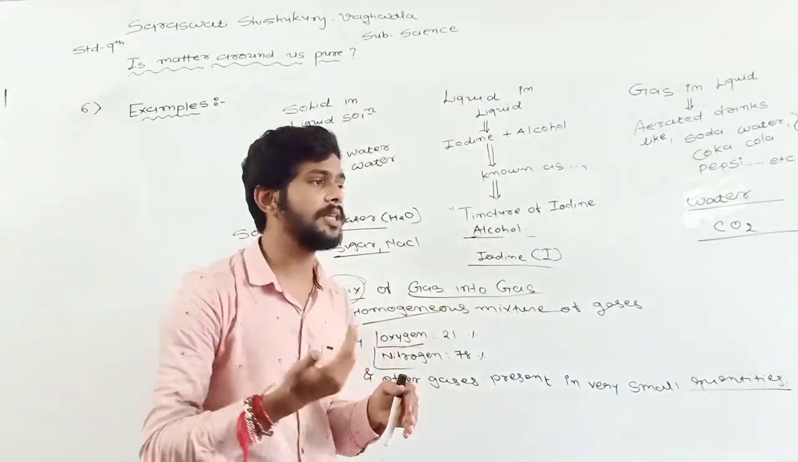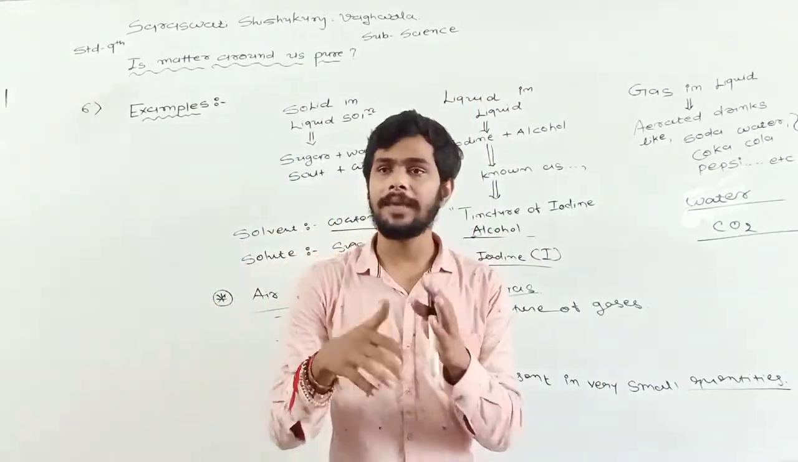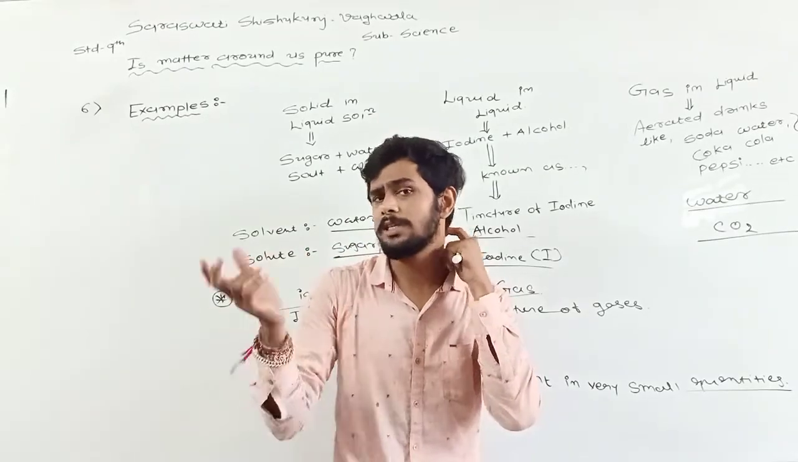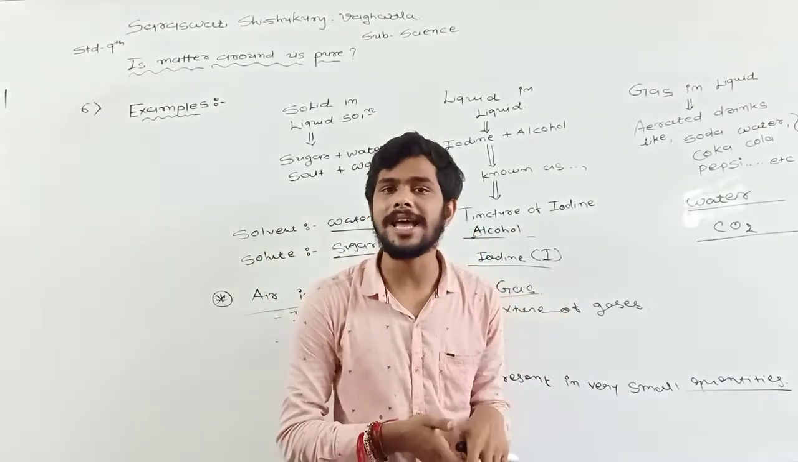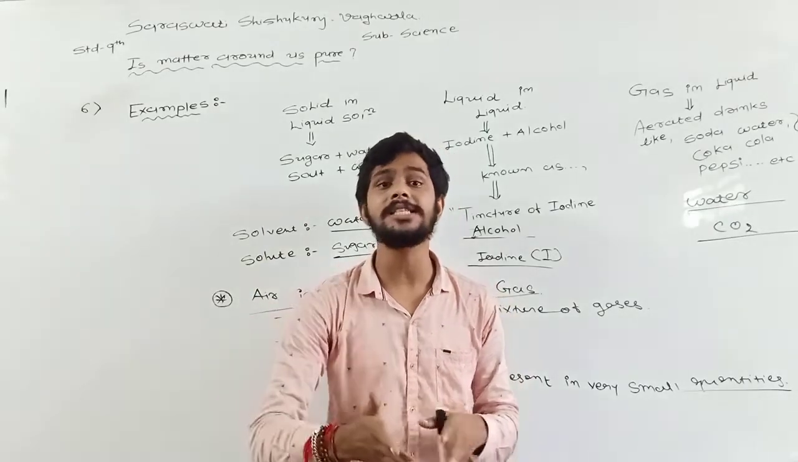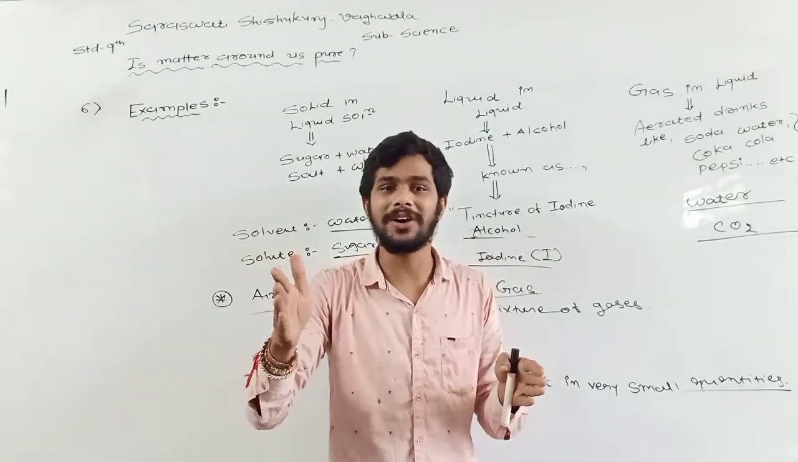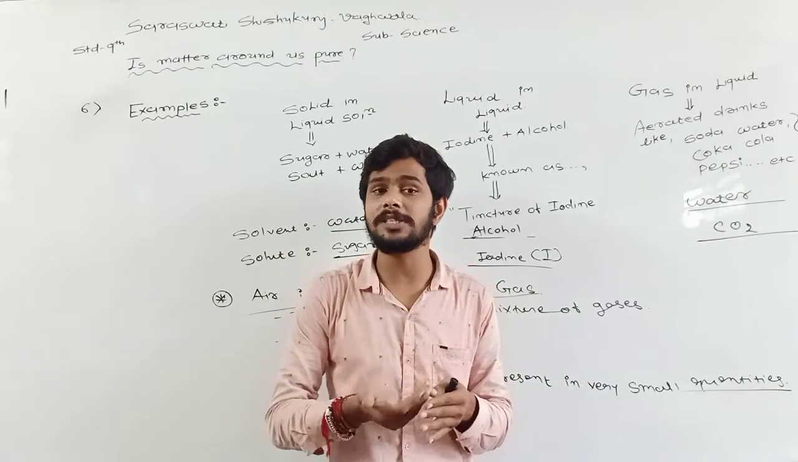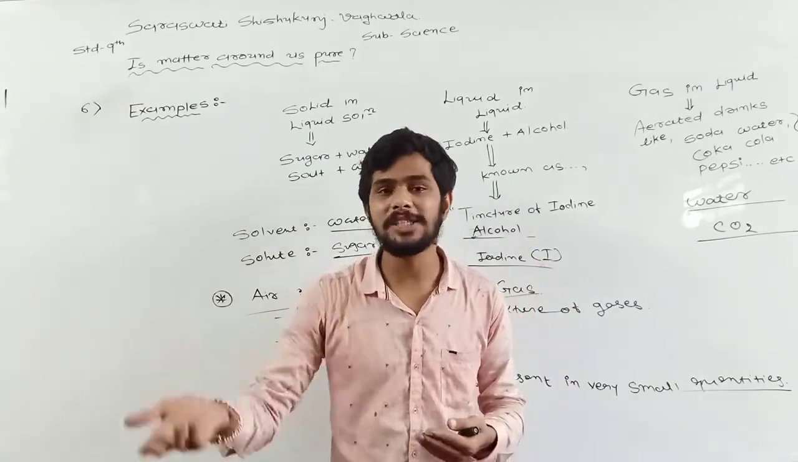So instead of this, you can say like, भाई इसमें salt ज़्यादा है या फिर इसमें sugar ज़्यादा है. So instead of this all, you can say that the concentration of the salt is higher in the tea. Okay? Or you can say that the concentration of the salt is higher in this food.